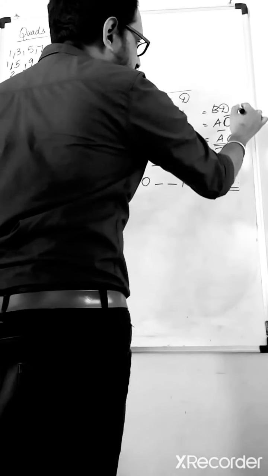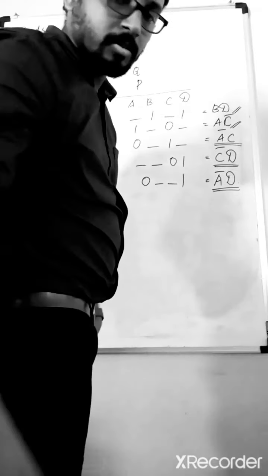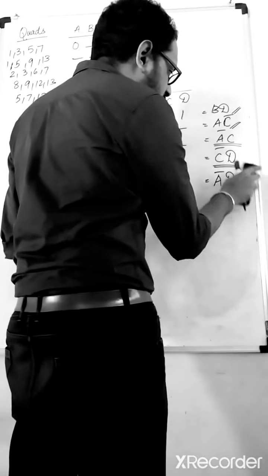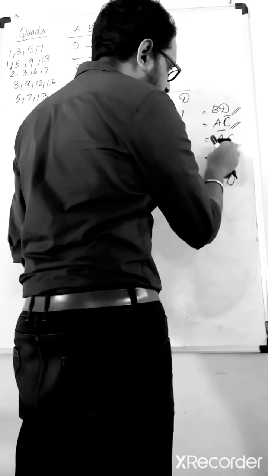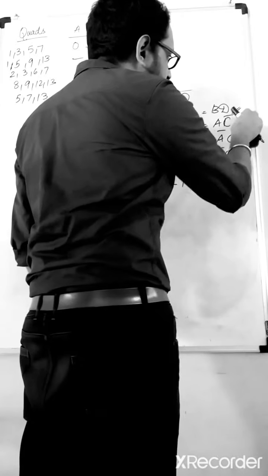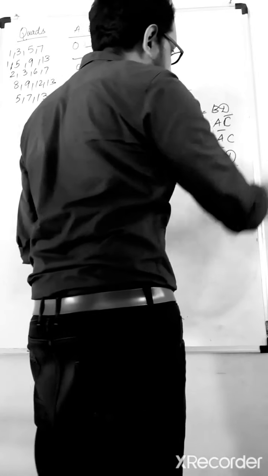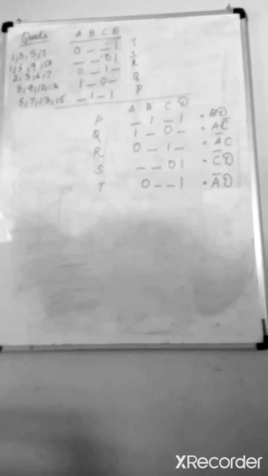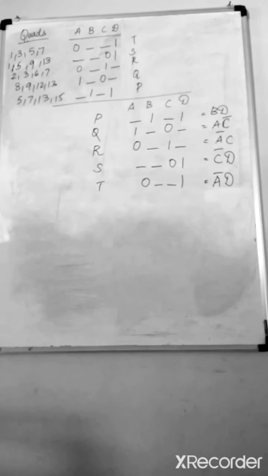but remember this is not the final answer. So I will avoid these cases. We have a small work to be done before we finish. BD, A C bar, A bar C, C bar D, and A bar D.